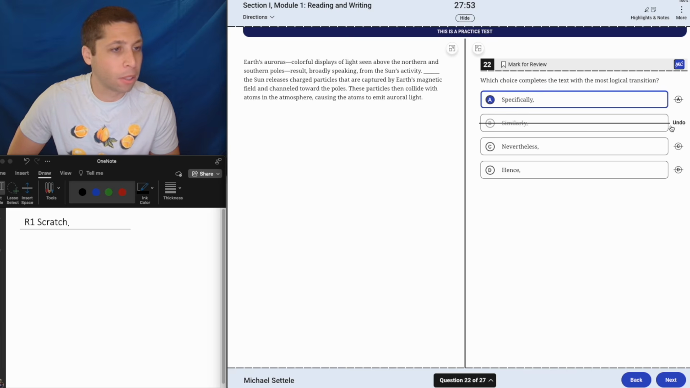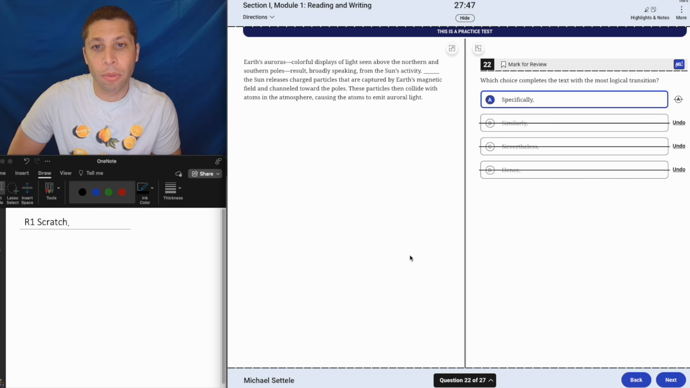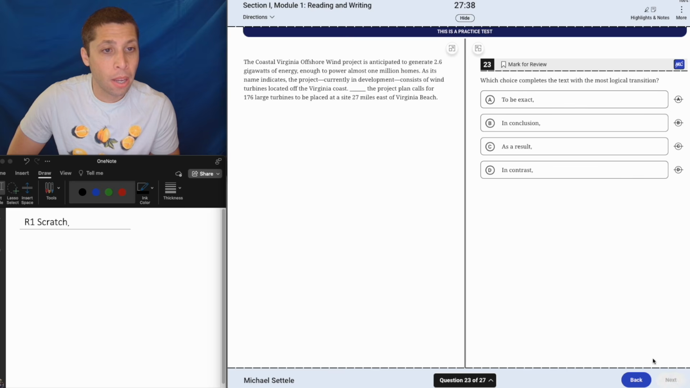Yeah, it's not similar because it's the same thing. It's not but, and it's not so. Because Earth's auroras result from the sun's activity, so the sun releases, no. Because the auroras are not causing the particles. The particles are causing the aurora.